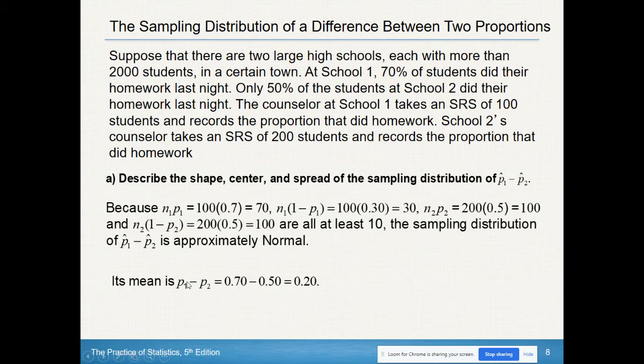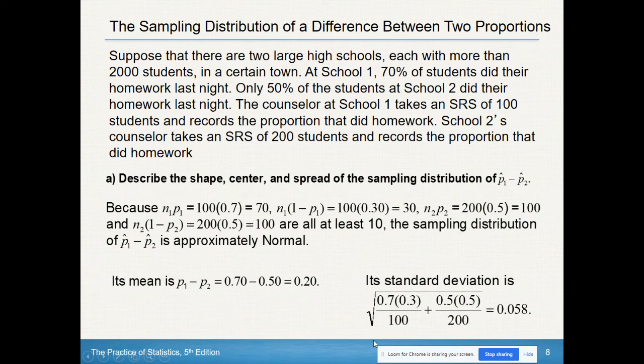Its mean then would be P1 minus P2, which is 0.2. And its standard deviation would be this. We would plug all that in and calculate that. It comes out to be 0.058. That's where that came from.